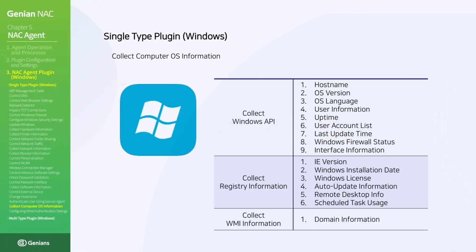The Collect Computer OS Information plugin gathers version and detailed information about the operating system. Host name, OS version, and language are collected using Windows-provided APIs. IE version and Windows installation date are obtained by referencing specific registry values. Domain information is retrieved via WMI query.